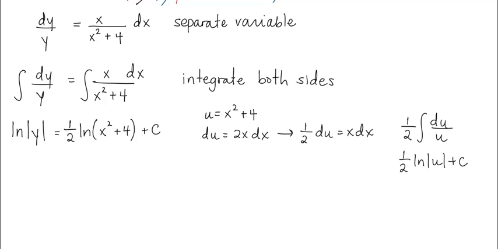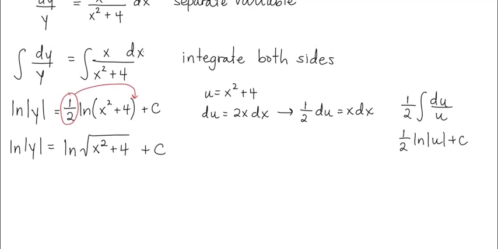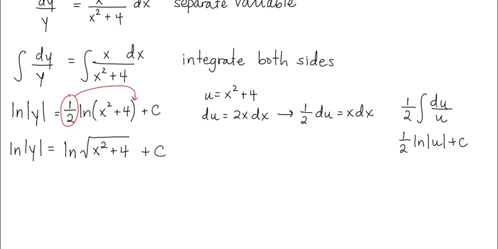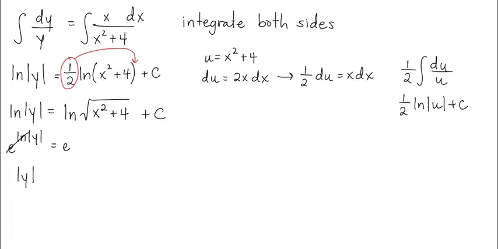I'm going to use a little bit of pre-calculus to simplify the right side. That 1/2 in front of the natural log, I could use the power rule for logarithms to send that to the exponent on the x squared plus 4. And if I have an exponent of 1/2, that's the same thing as the square root of x squared plus 4. Now I'm going to solve for y by using e on both sides of the equation. So when I put this e here, the e and the natural log will cancel out and just leave me with the absolute value of y on the left side of the equation.